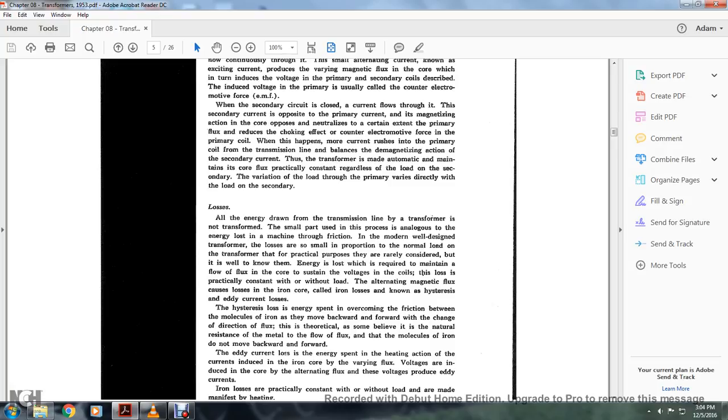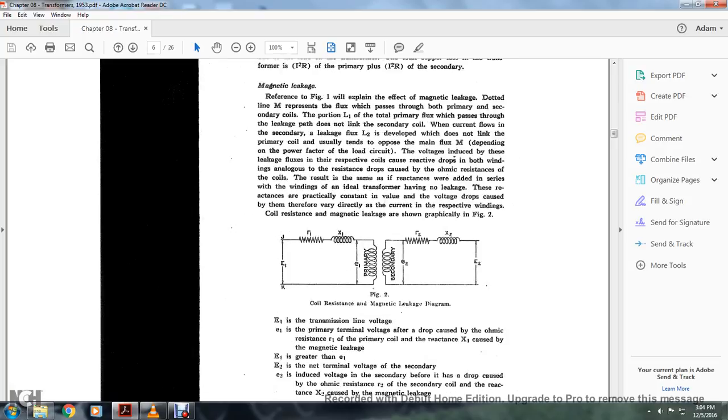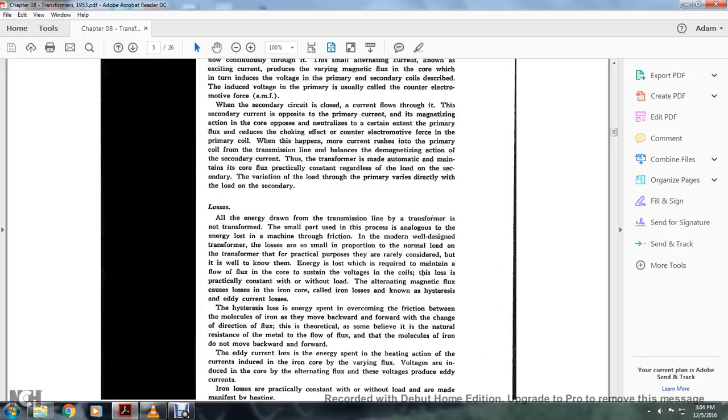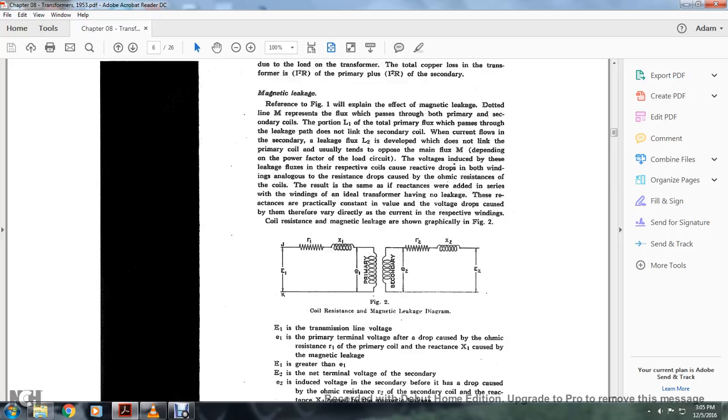This is theoretically, as some believe, not natural, the resistance of the metal to the flow of flux, so that molecules of iron do not move backward and forward. The eddy current loss is energy spent in the heating action of the currents induced in the iron core by the varying flux. Voltages are induced in the core by the alternating flux, and these voltages produce eddy currents. Iron losses are practically constant with or without load and are made manifest by heating.